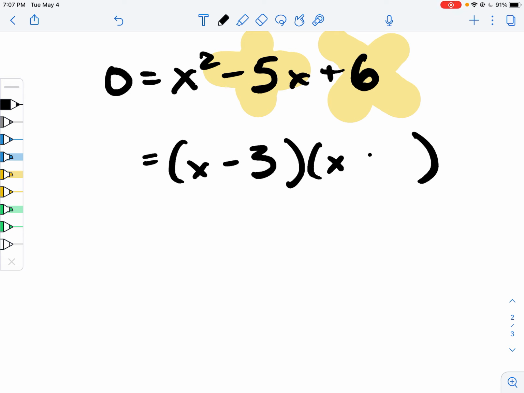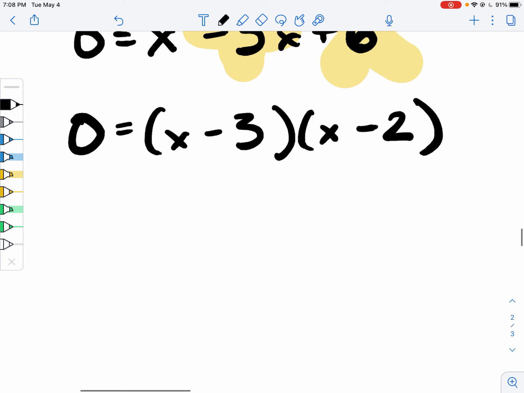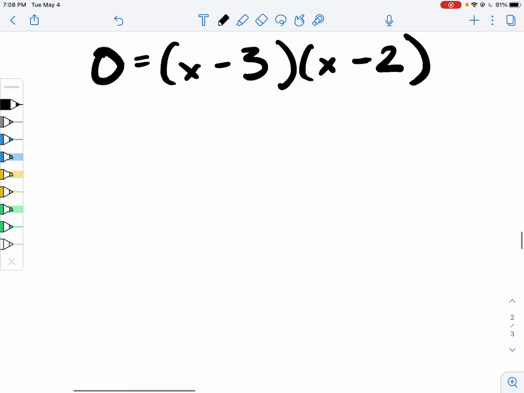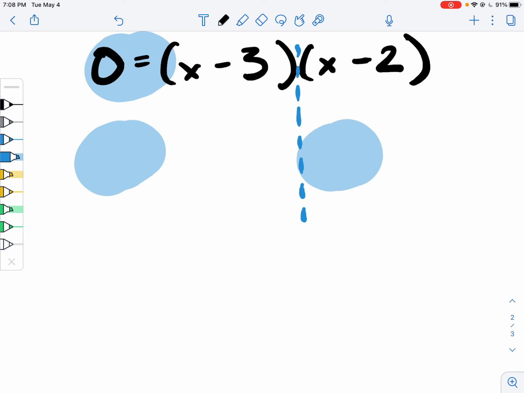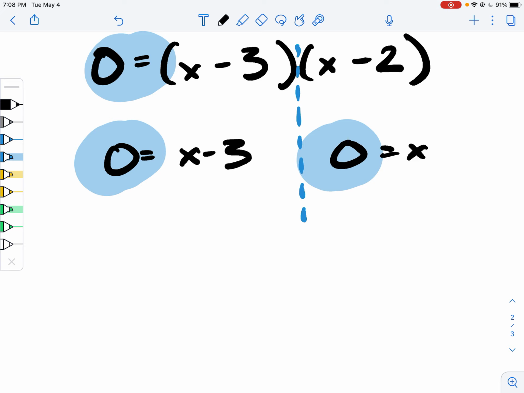Those numbers are negative 3 and positive. No. What did I do wrong? Negative 3 and negative 2. That's it. Okay. Hey, I know how to solve this. This is a split and solve question. So we split and we set each of these factors equal to 0. So 0 is equal to x minus 3, 0 is equal to x minus 2. This gives us that x equals 3 and x equals 2.